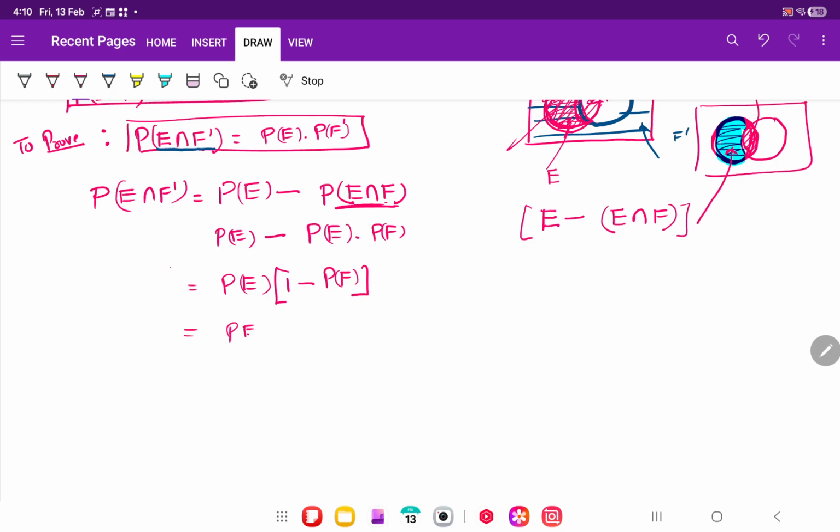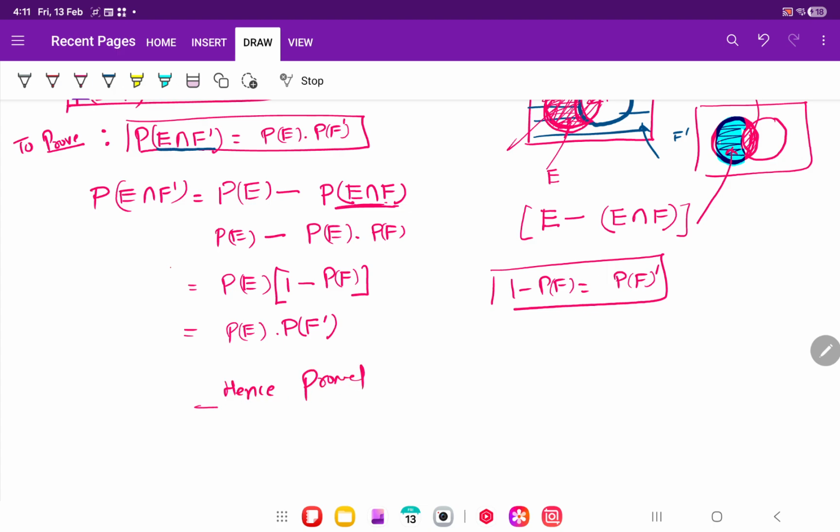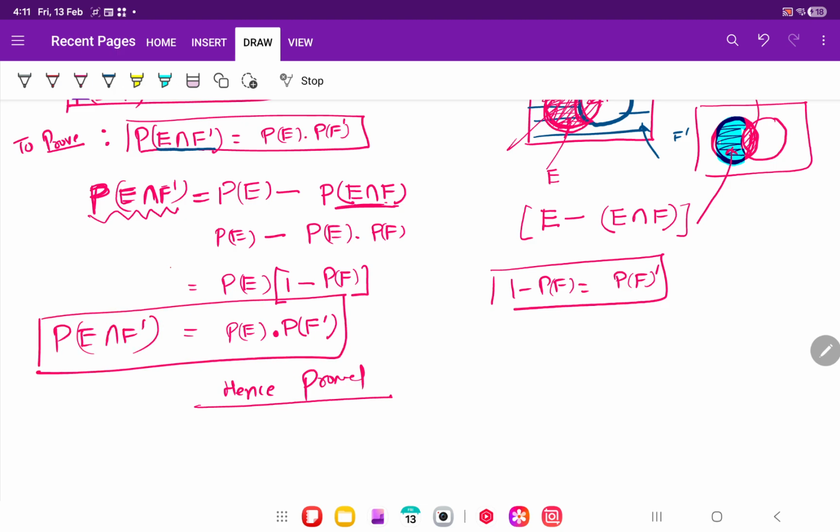And what is 1 minus P(F)? 1 minus P(F) is nothing but P(F dash). You can write down that 1 minus P(F) is P(F dash). This is the formula we are using here. So hence proved, right? This is what we were supposed to prove. If these two events are independent, then the probability of the intersection of E and F dash should be equal to the product of these two, that means P(E intersection F dash) equals P(E) into P(F dash) for independent events.